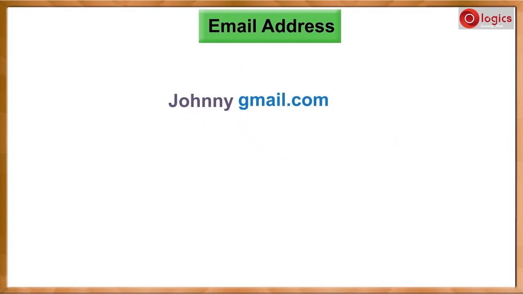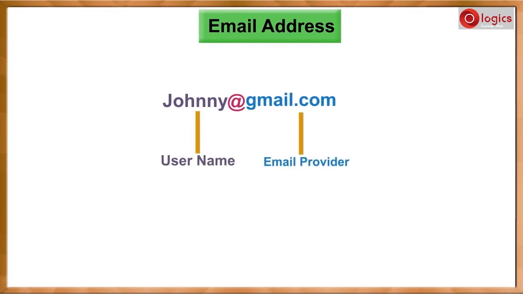This is johnny and gmail.com. It means your name and the email service provider name. There should be a symbol between these two names, that is @. Now the email address is johnny@gmail.com. You will have to change the username if the username is already registered by somebody else.